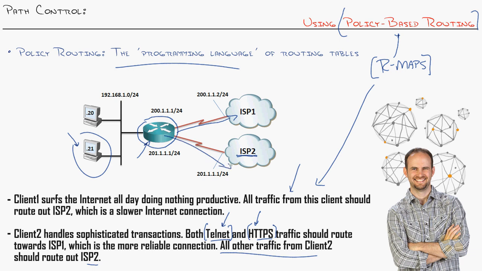Let me ask you this. How could you accomplish that using a routing table? You can't. The routing table just says, okay, I don't know where to go, let's go this way. Default route or something like that. Very, very basic, right? That's where the power of policy routing comes in.